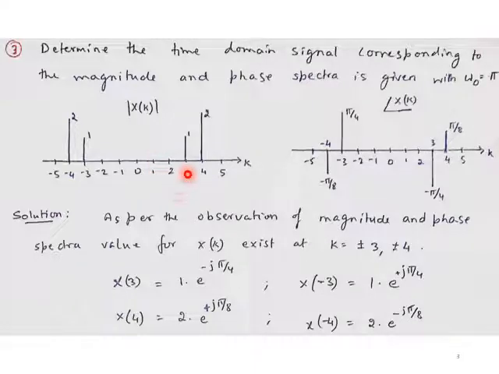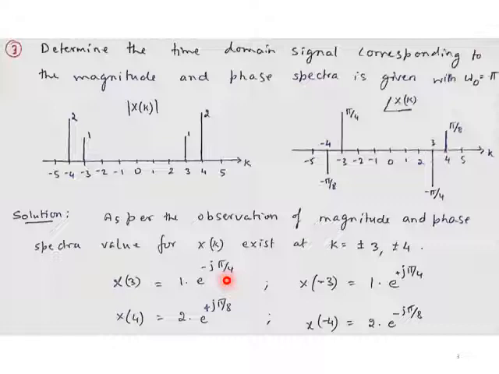Let me take one particular point, x of 3. If I consider k equal to 3 in both the magnitude and phase spectra, at 3 we have the magnitude 1 and the phase value is minus pi by 4. So what could be the expression then? The magnitude is 1 into e to the power minus j pi by 4, which we considered. If I consider this particular term, how do we need to treat it? That is the first thing we need to understand.